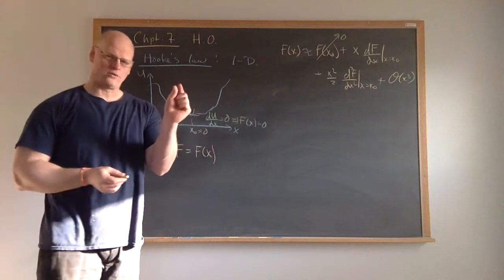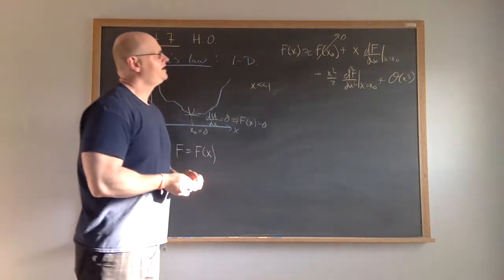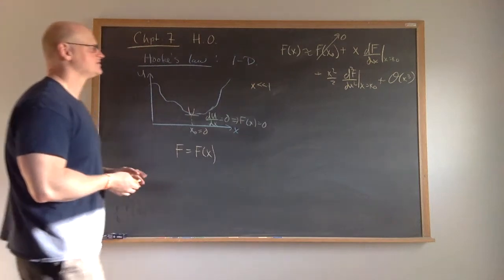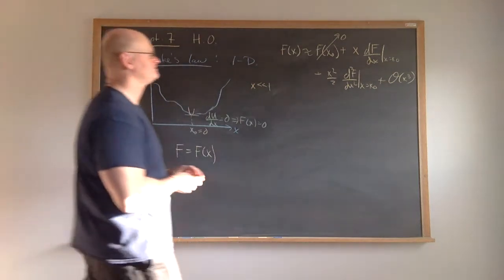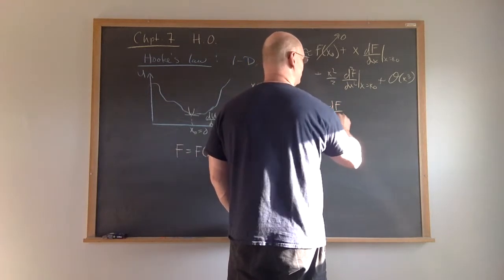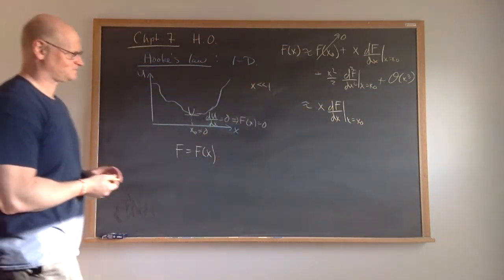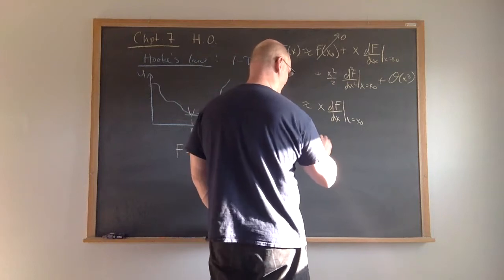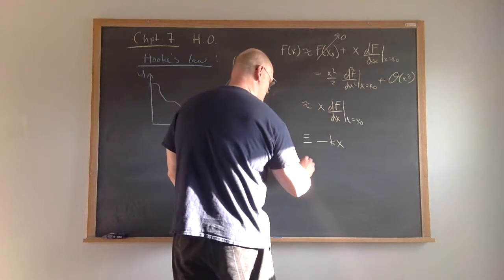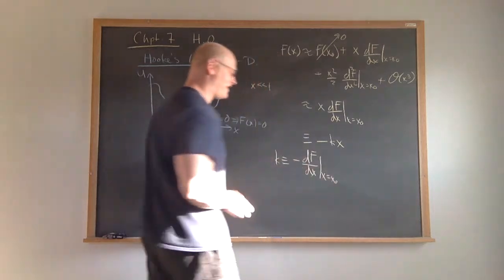If we assume that we're doing only tiny perturbations, which means x is much, much less than 1, we're only going to keep the first order term. Any higher order terms we simply ignore, because those are subdominant to the first order term. Our force is then approximately equal to x times the first derivative evaluated at that particular position. We define this as minus k times x, where k is defined as minus the derivative of the force with respect to position evaluated at that equilibrium position.